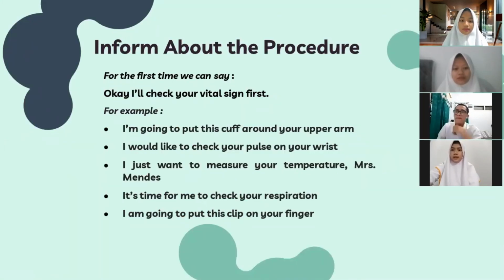The next slide is to inform about the procedure. We learn how the procedure is and what we can say to the patient. For the first time, we can say, okay, I will check your vital signs first. For example, I'm going to put this cuff around your upper arm. Next one, I would like to check your pulse on your wrist.